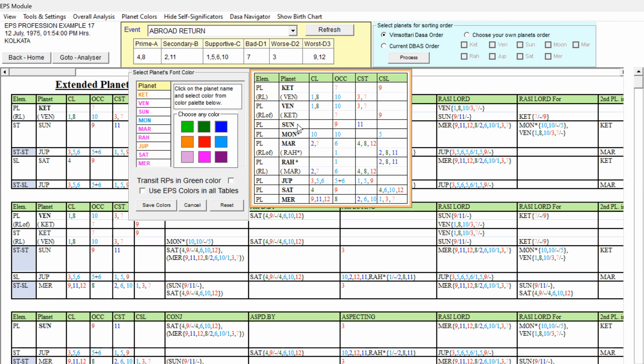So if you see that Venus also we have given mixed because of the 8th house, Sun also we have given mixed because of the 9 and 11. Mixed means supportive, both favorable and unfavorable. Or we can give Sun, instead of pink, blue color because it is supportive. We can see 9 and 11.